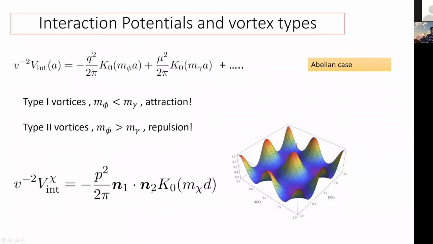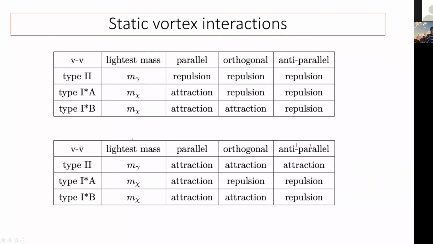And what are the orientations of the two vortices I consider interacting? This is the case of vortex-vortex interactions, and this is the case of vortex-anti-vortex interaction. The only thing that changes between vortex and anti-vortex is that one has a winding in one direction of the Higgs field, the other one has a winding in the opposite direction. The fluxes are opposite, and so when they meet, they just annihilate rather than collide and scatter.